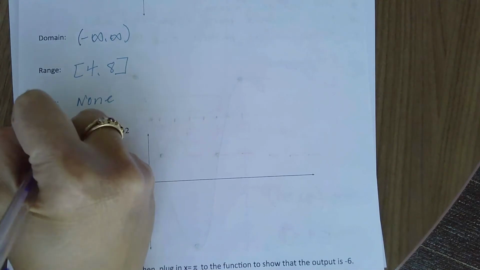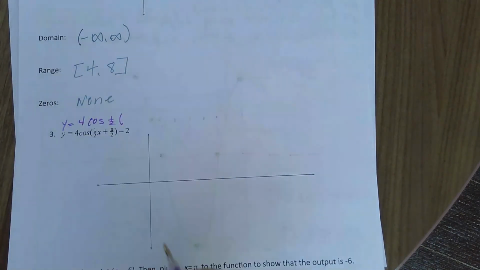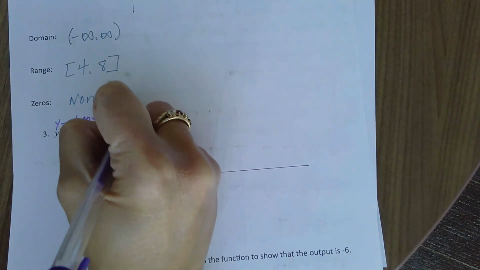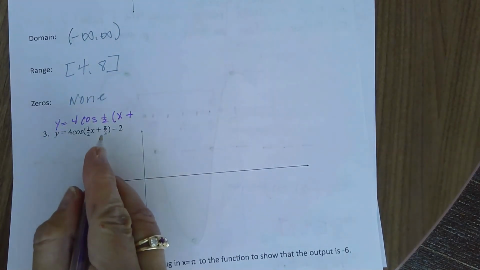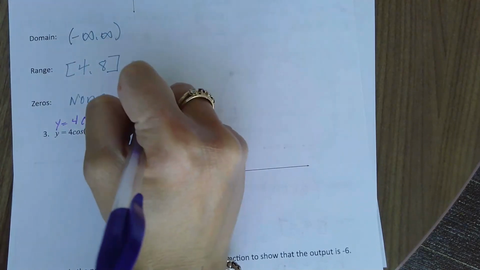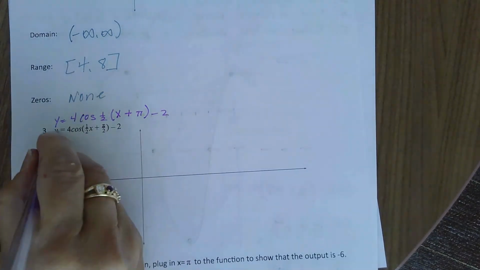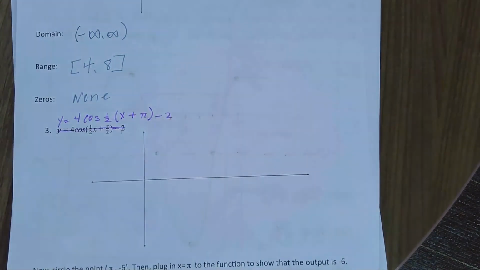So you would have y equals 4 cosine. We're going to factor out the 1/2. If I factor out the 1/2, I would get x plus pi, because 1/2 times pi is pi over 2, minus 2. So instead of graphing this function, we're now graphing the one above. I had to factor out that b value first.